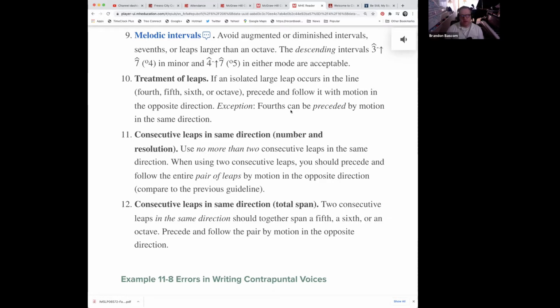Leaps. We need to precede leaps, isolated large leaps, with motion in the opposite direction, and follow it by motion in the opposite direction.